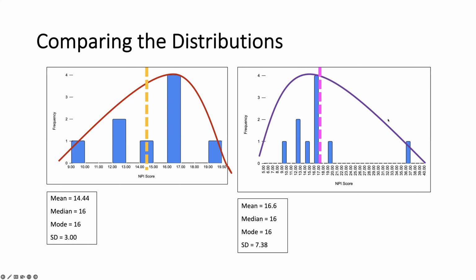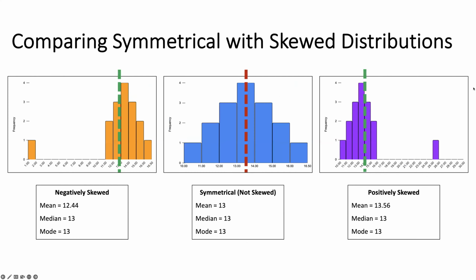To demonstrate this a little more, I created some graphs so that you can see negatively skewed, positively skewed, and symmetrical. I'm going to start with symmetrical. Here, we have a mean of 13, a median of 13, and a mode of 13. This is not skewed. They're all the same. If your mean, median, and mode are all the same, then that is a symmetrical distribution. So you can see that this is a symmetrical graph.